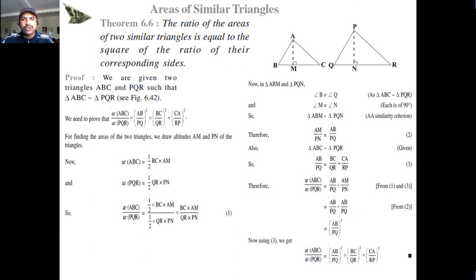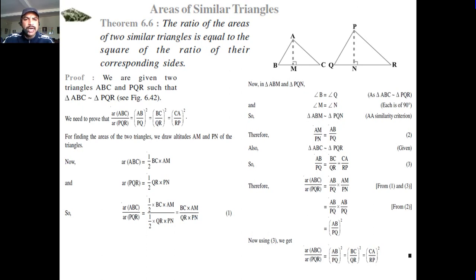For finding the area of the two triangles, we draw altitudes AM and PN of the triangles. Area of ABC is equal to 1 upon 2 BC into AM. Area of PQR is 1 upon 2 QR into PN. Area of triangle ABC upon area of PQR is 1 upon 2 into BC into AM upon 1 upon 2 QR into PN, which is equal to BC into AM upon QR into PN.